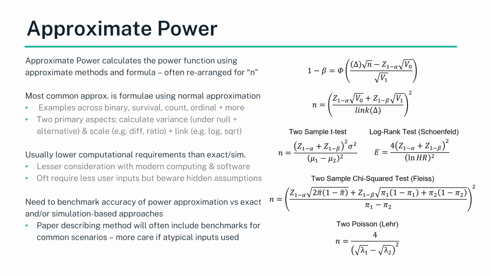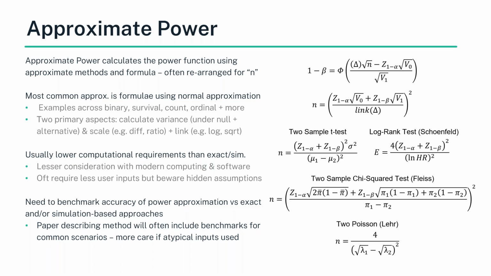And certainly when you get to exact calculations with high sample sizes, there can still be a limit there. And I would say that these approximations will often have a simpler set of inputs than, for example, simulation-based approaches, but that does mean they often are using hidden assumptions.